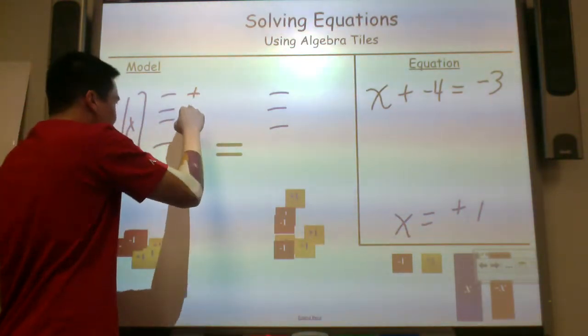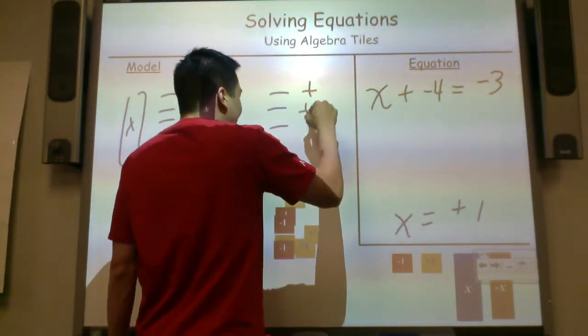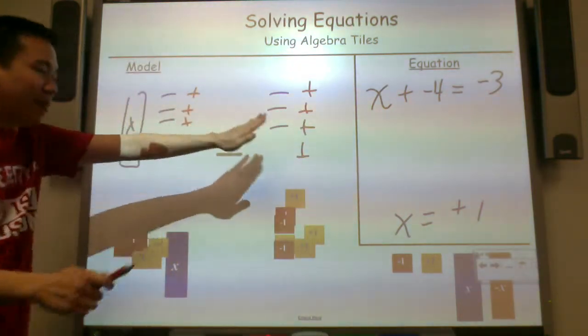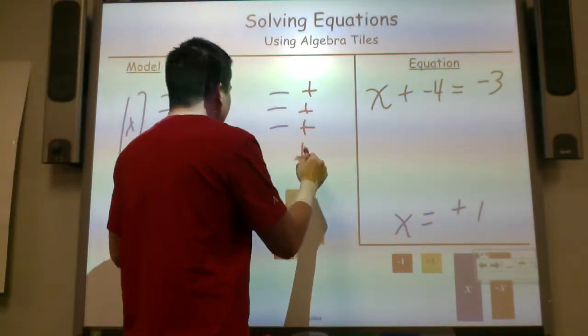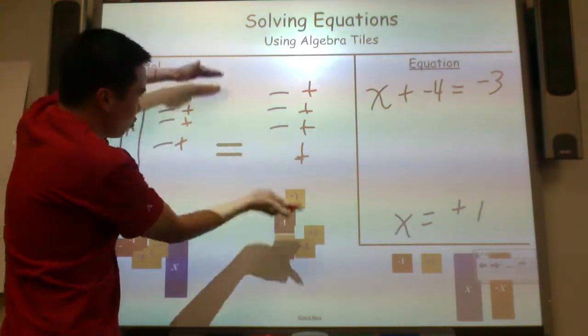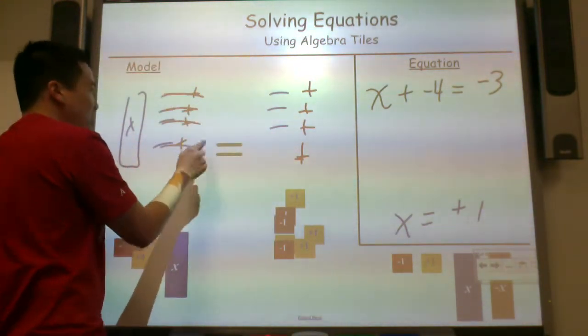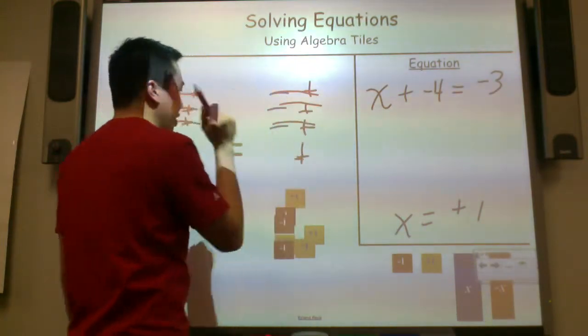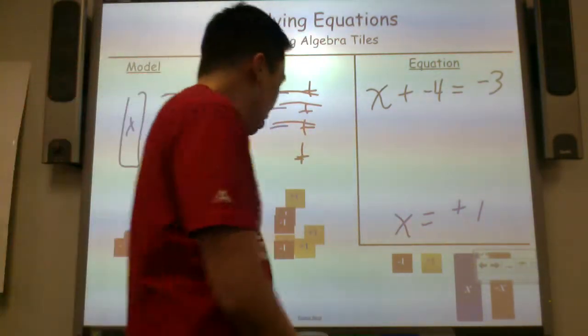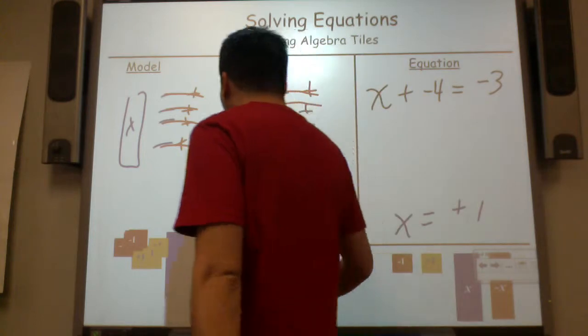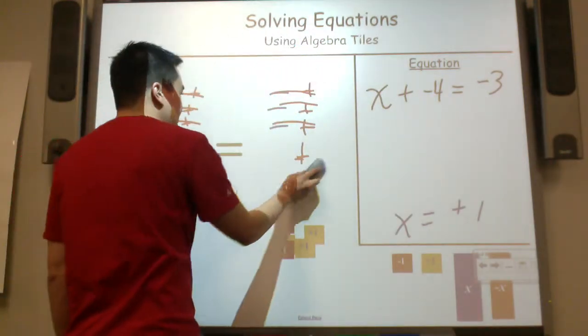4 positives. Again, you have to balance it out. If you put 4 positive without drawing 4 positive here, it will not balance out. This will be higher than this side. What happens when you put a negative positive? Cancel, cancel, cancel, cancel. Zero out. What do you have left? 1 positive.